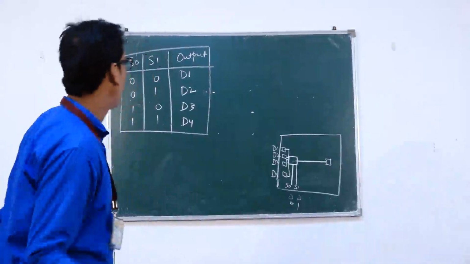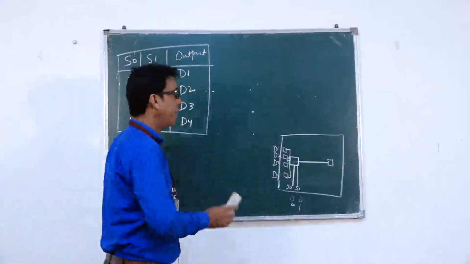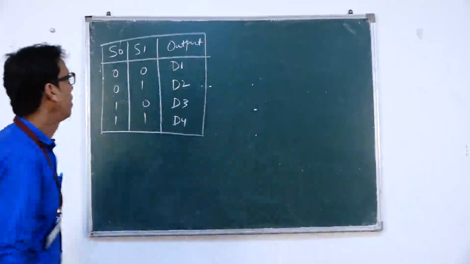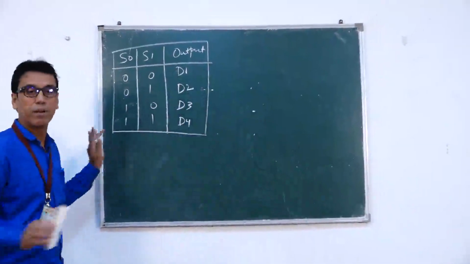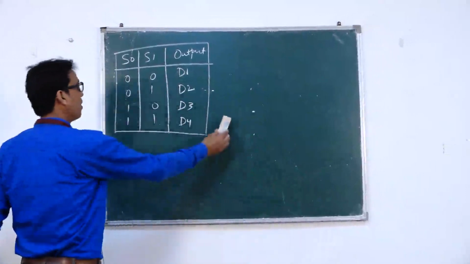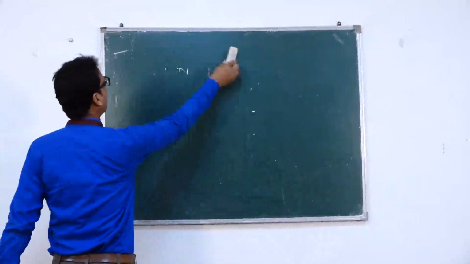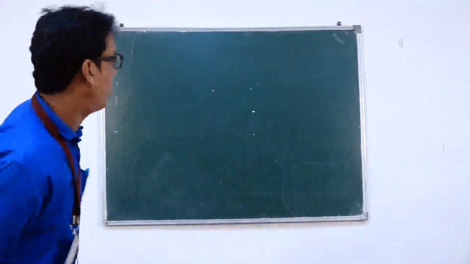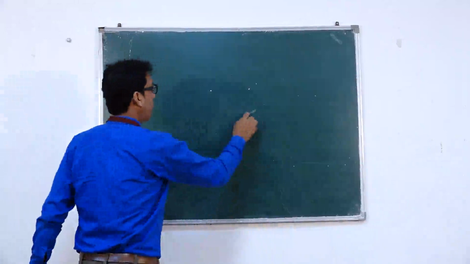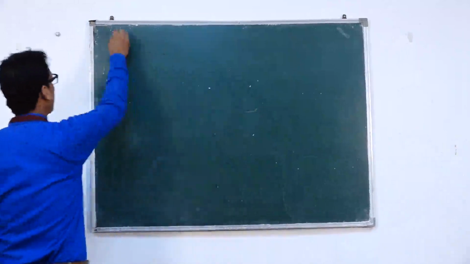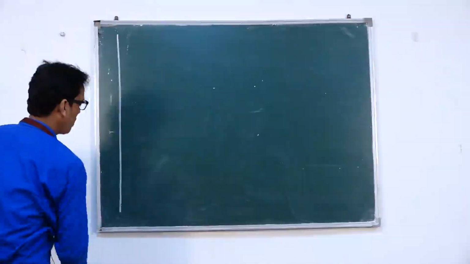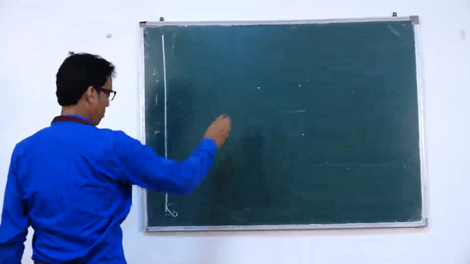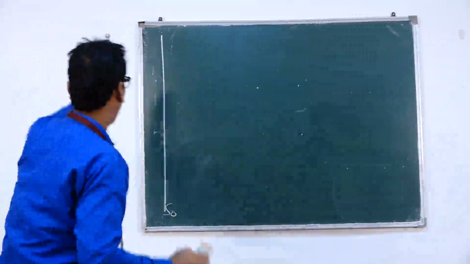Now we need to draw the circuit diagram. As the circuit diagram will become large enough, we need to clear the board. See, the circuit diagram starts with two selector lines, S0 and S1. We need some space for devices here.